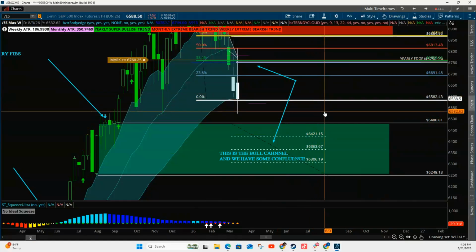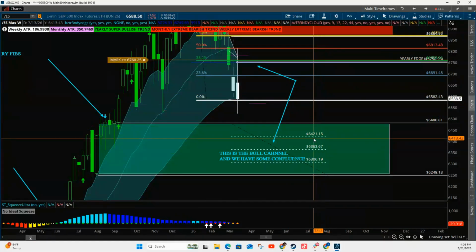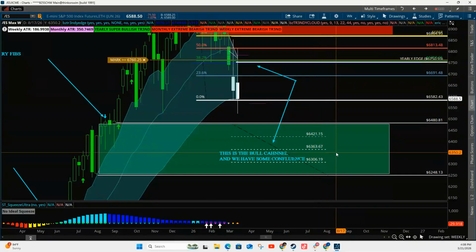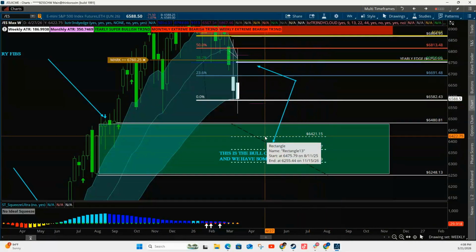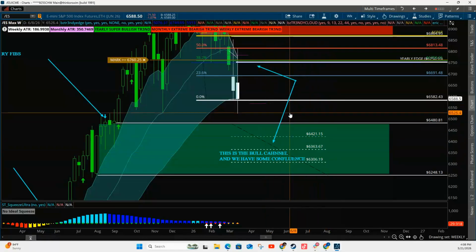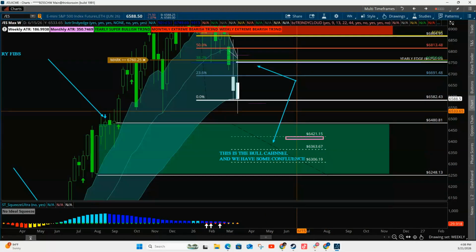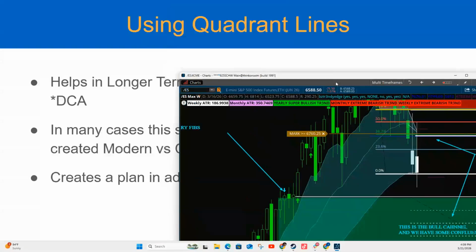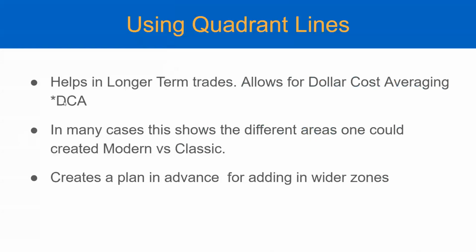If the modern zone is still too wide for me, then I love the quadrants, guys, and I do very well in my futures trading. This just really works out for me, and once you start looking at your zones, you'll start noticing a lot of times that the quadrants line up with special pieces or parts of the puzzle within the zones. Again, I just wanted to show you that that's a free tool on Thinkorswim. It helps in longer-term trades and allows for dollar cost averaging for me. In many cases, this shows the different areas one could create, modern versus classic, and creates a plan in advance for adding in wider zones.